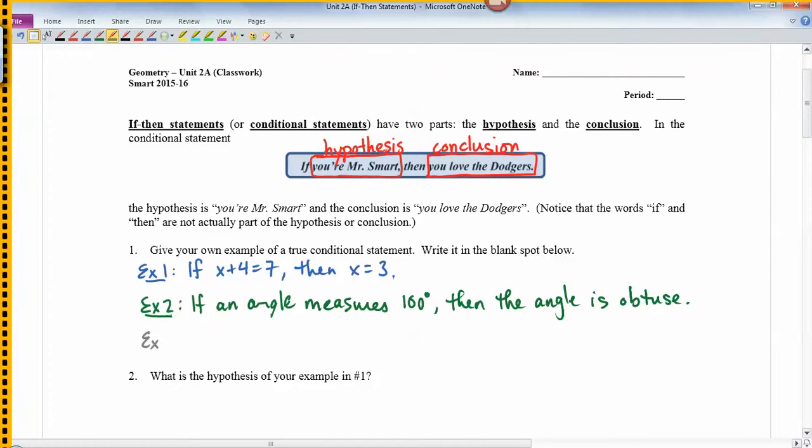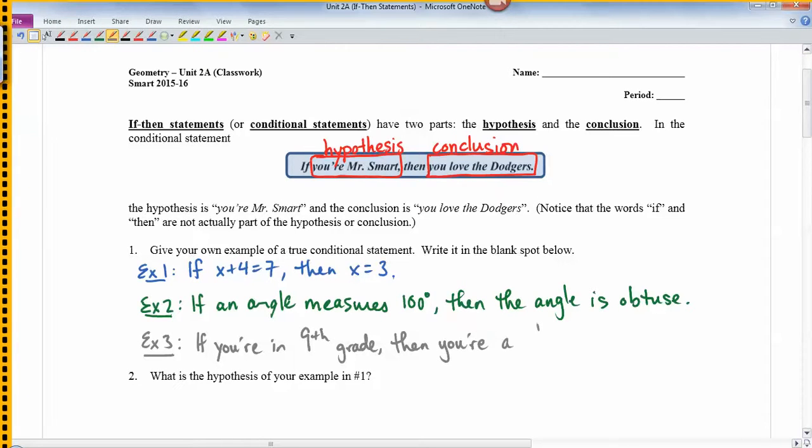And then we'll do one more here. Example 3. So I'll do, I don't know, a non-math one. If you're in 9th grade, then you're a freshman. And so all of these are true.